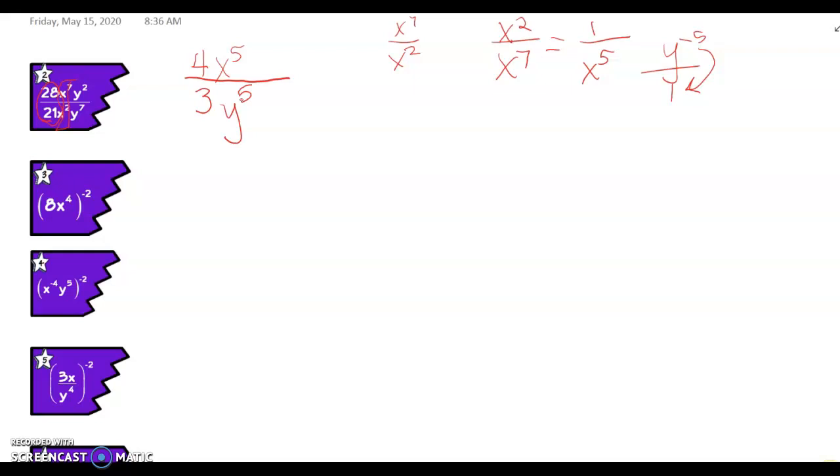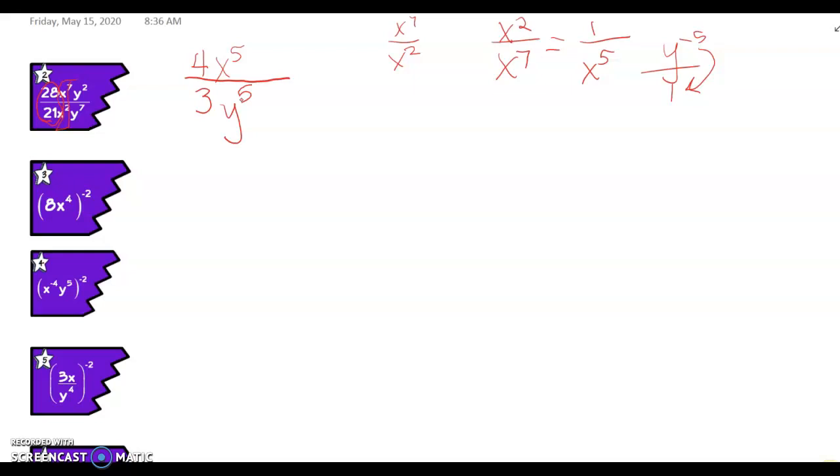And number 3, there's 2 routes you could go. This is power to a power. That means everything needs to get raised to the power of negative 2. So one option you have is to get rid of that negative exponent and move everything to the denominator, because that's how you get rid of that negative exponent. You move it across the fraction bar.